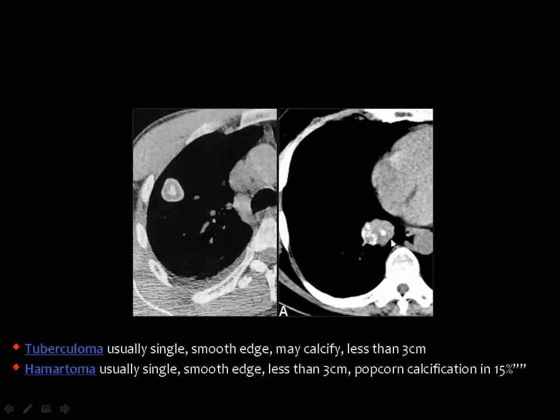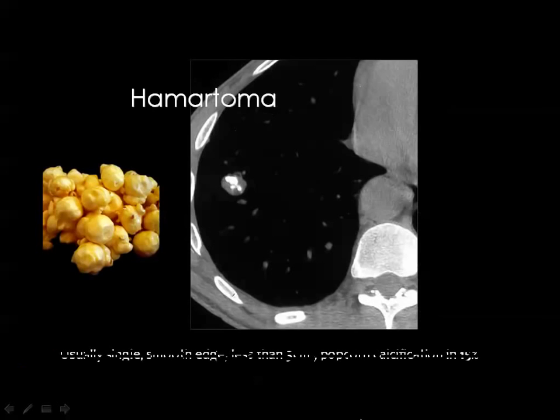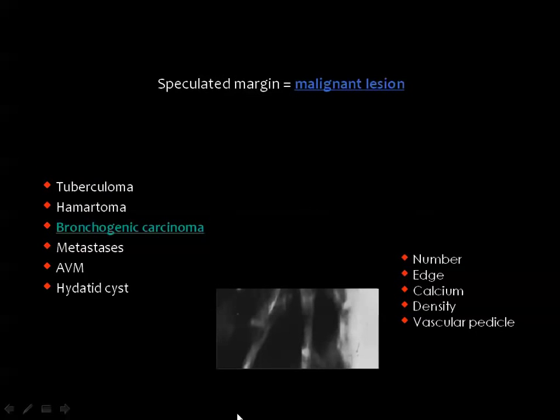It has a smooth margin and shows calcium, and this calcium sometimes simulates the popcorn calcification. And this is a classic appearance of a hamartoma in the right lung, showing the classic popcorn calcification.